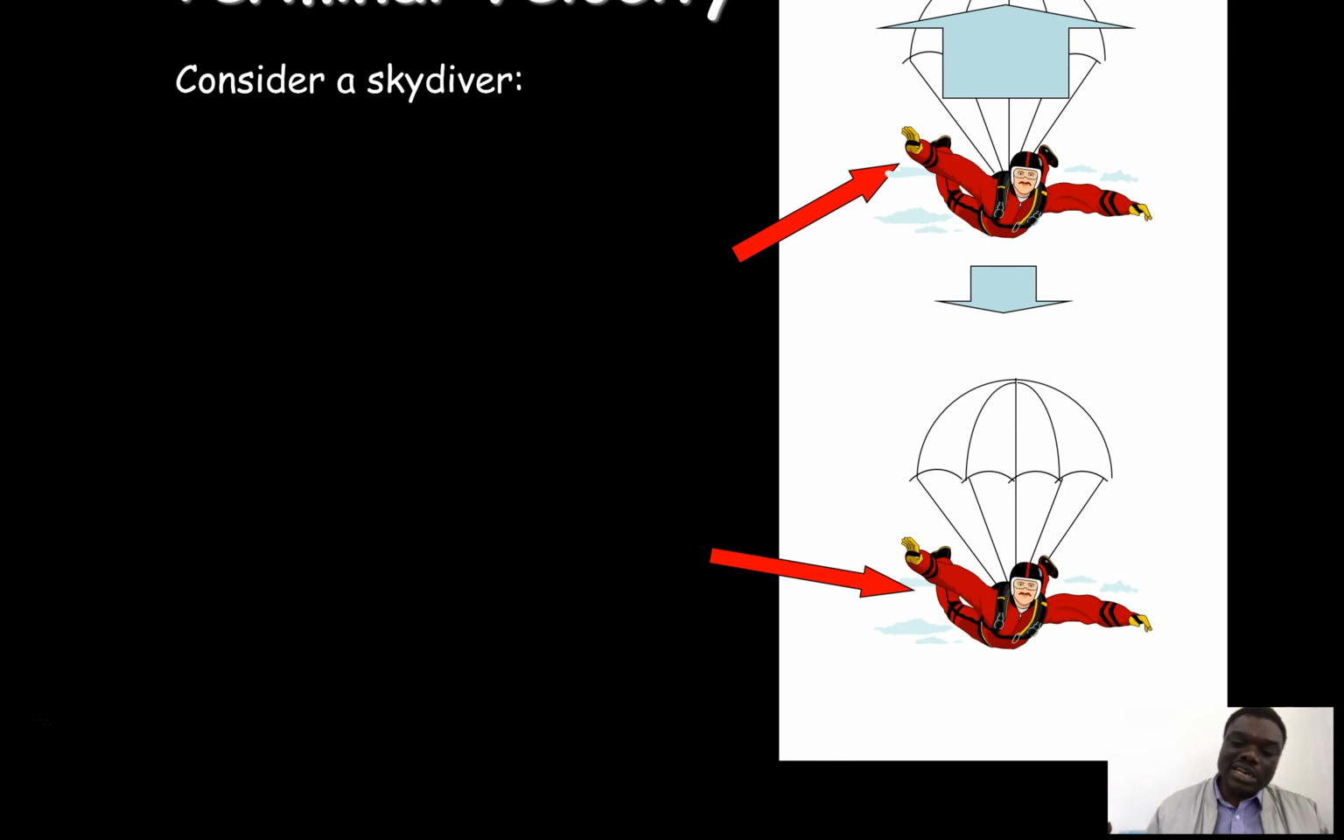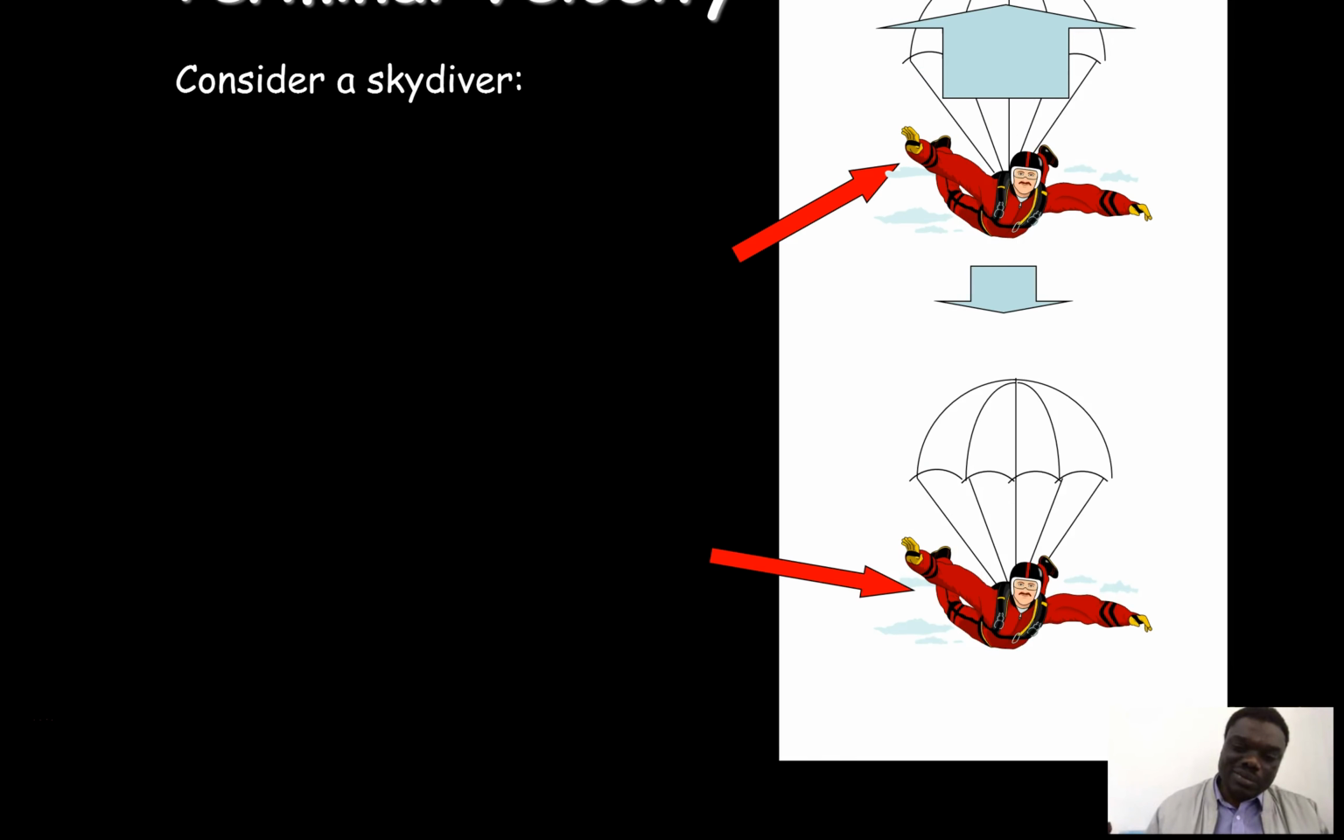So, because this skydiver is moving at a very high velocity and he doesn't want to hit the ground with that speed, what will he do? He will open his parachute. When he opens the parachute, then the air resistance becomes very large. As air resistance becomes very large, he will decelerate.